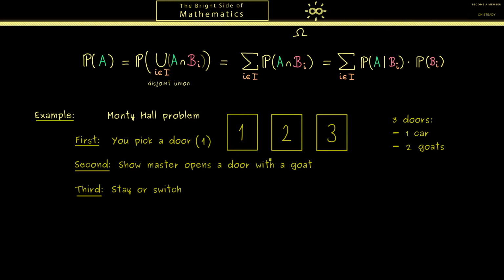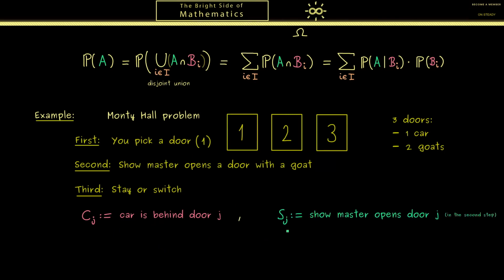Here, please note the names for the doors are arbitrary, so we can call the first door we pick just 1. Moreover, we need some names for the events we consider here. Here, Cj should be the event that the car is behind door j. In addition, Sj should be the event that in the second step, the showmaster opens door j. Hence, we already know some conditional probabilities. And in order to make our life a little bit easier, let's only consider the case that the showmaster opens door 3. The other interesting case with S2 can be described in the same way.